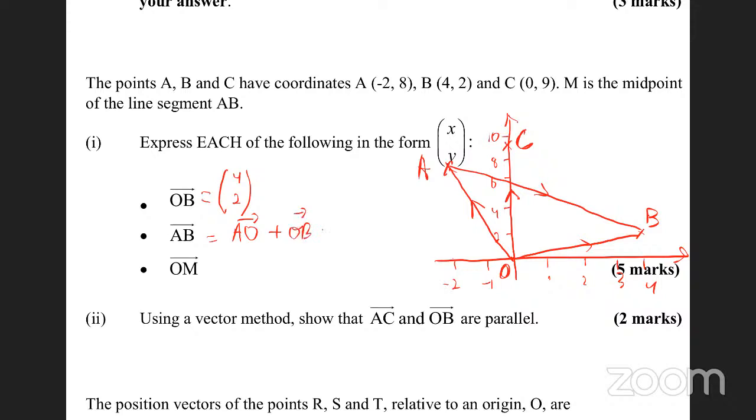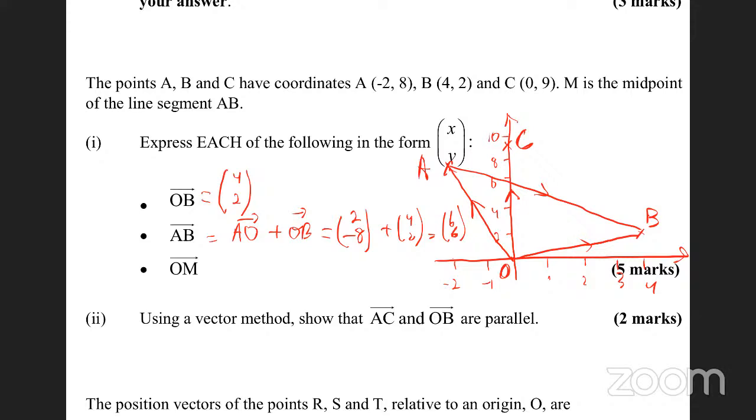What is A to O? A to O will be positive 2, minus 8. Don't forget to change the signs. And OB is 4, 2. All right, so I got 6, minus 6. Anybody else got that? 6, minus 6.